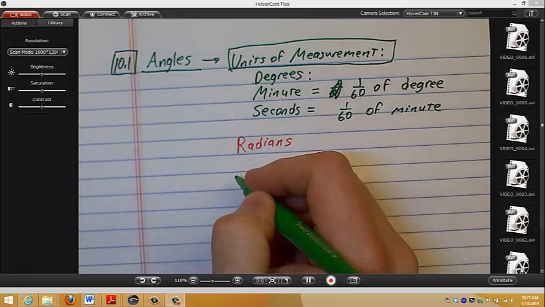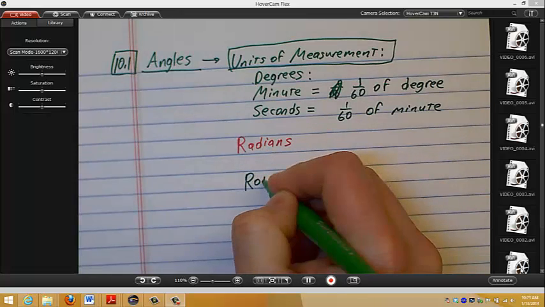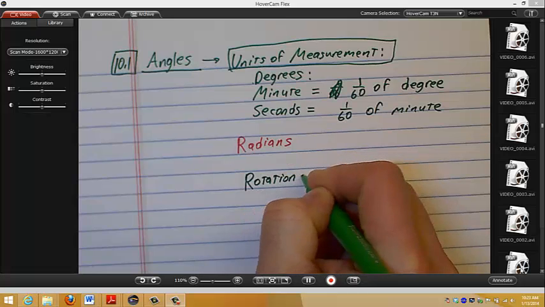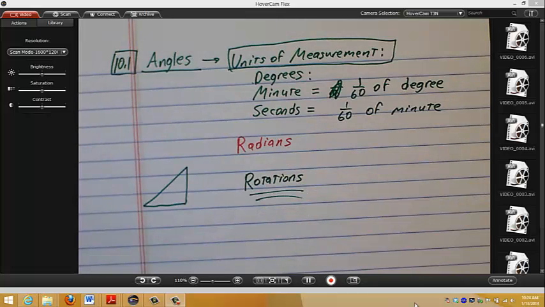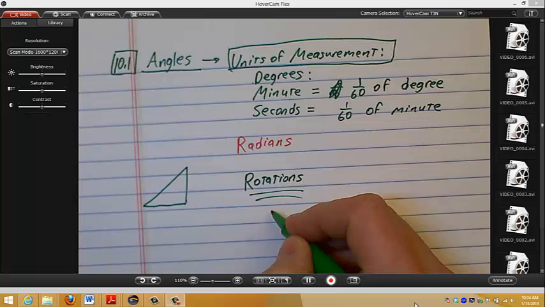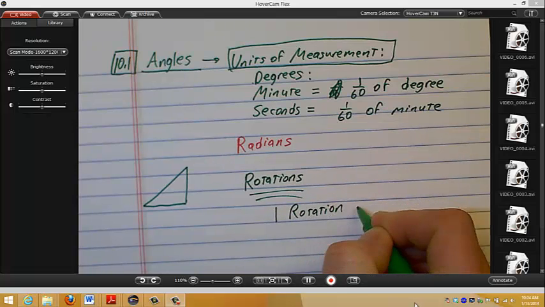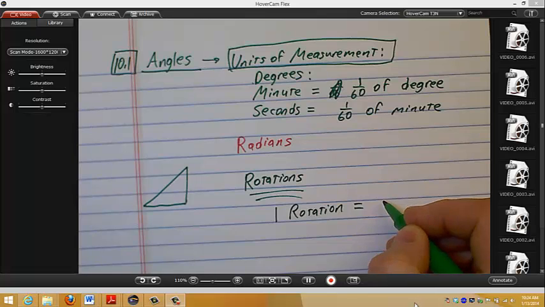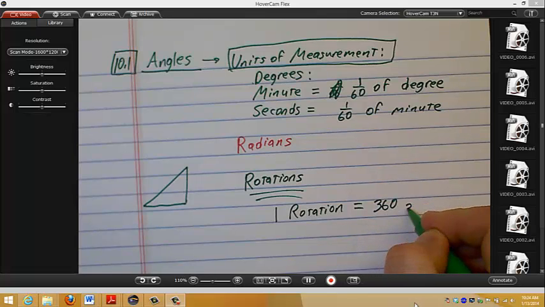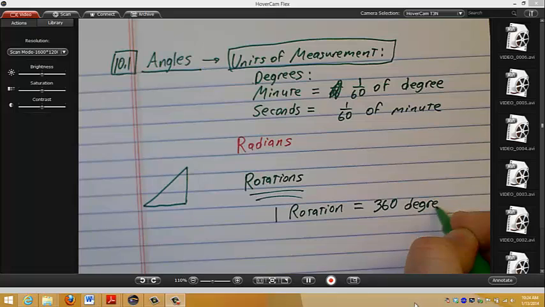But let me say that here's another unit of measurement, rotation. Let's write down the conversion, right? One rotation equals what? 360 degrees. Okay?